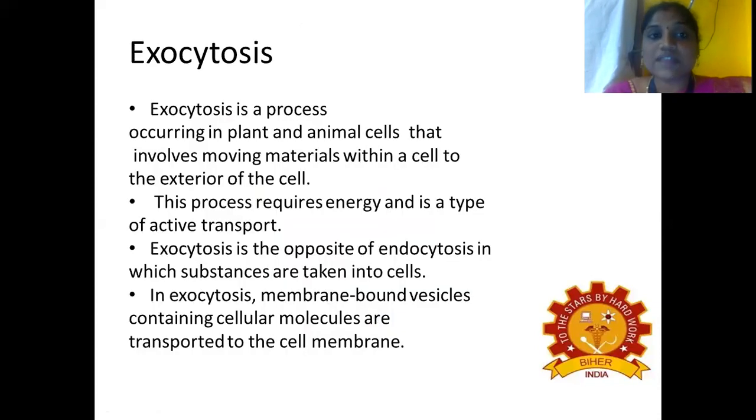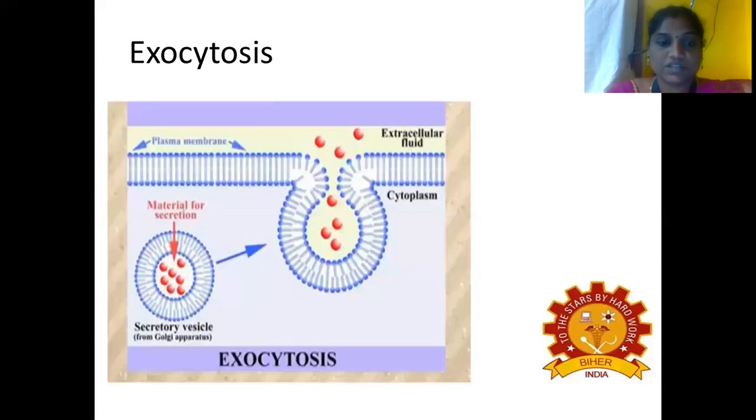And the next one is exocytosis. Exocytosis is a process occurring in plant and animal cells that involves moving materials within a cell to the exterior of the cell. This process requires energy, and it is a type of active transport. Exocytosis is the opposite of endocytosis, in which substances are taken into the cell. In exocytosis, membrane-bound vesicles containing cellular molecules are transported to the cell membrane. From inside the cell, the materials move outside. This is called the exocytosis process.